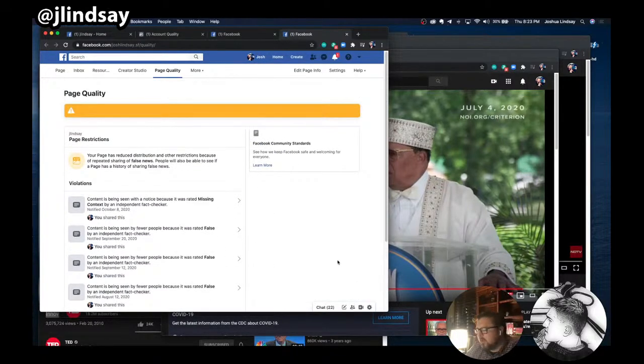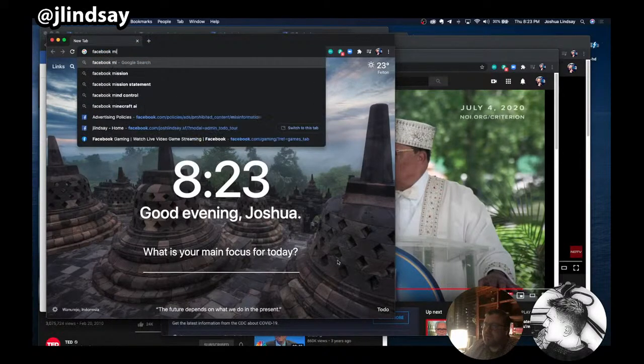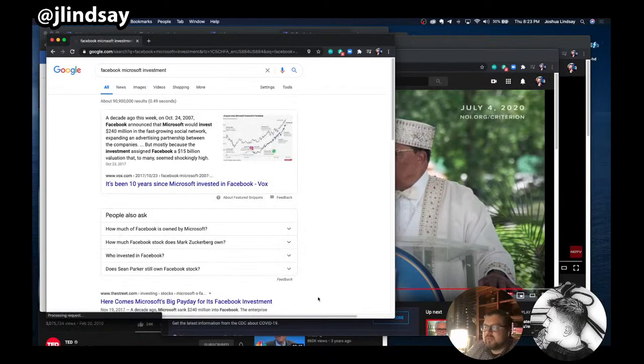general. Now, why would Facebook care about Bill Gates? Well, could it be that, let's see here, Facebook... Microsoft investment. Didn't they give them $2 billion? A decade ago, this week, on October 24th, 2007, Facebook announced that Microsoft would invest $240 million in the fast-growing social network, expanding an advertising partnership between the companies, but mostly because the investment assigned Facebook a $15 billion valuation that to many seemed shockingly high.